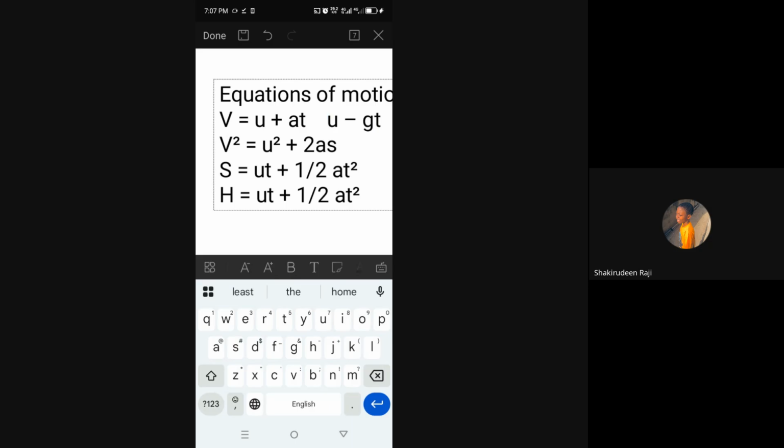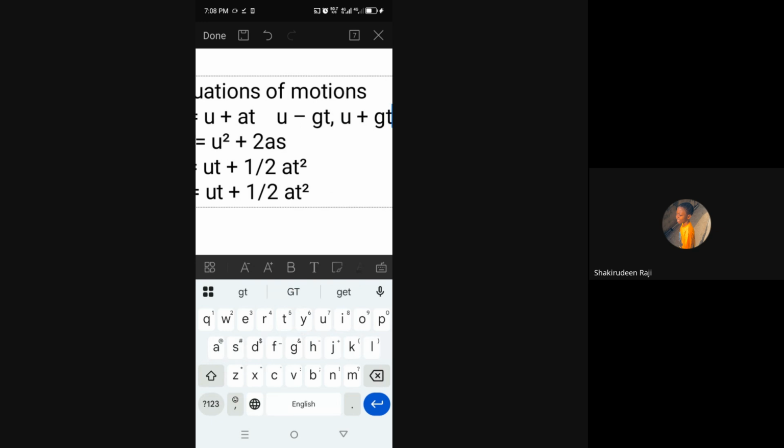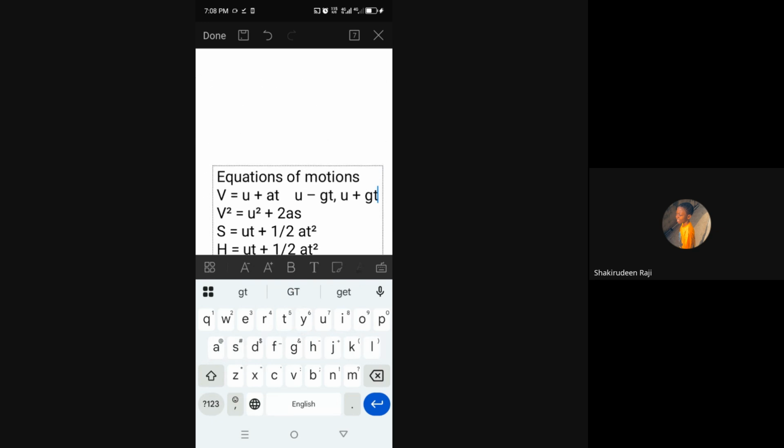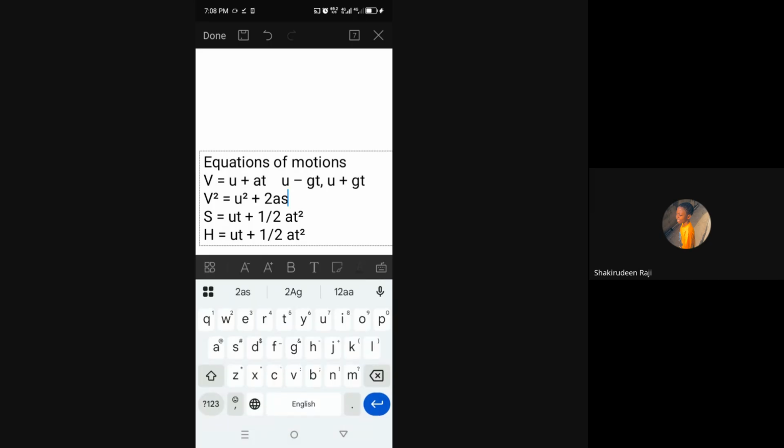Yes. Okay, if it is moving downward, it's going to be U plus GT. That is coming in favor of gravity, U plus GT. Don't forget that. Then anywhere you see normal acceleration, now it has to change. And the sign too, you have to watch.